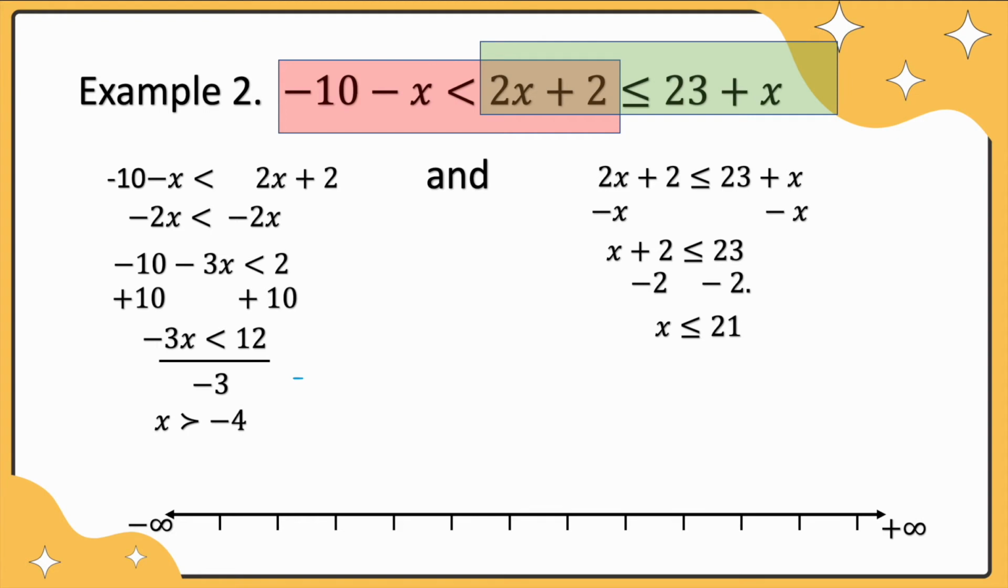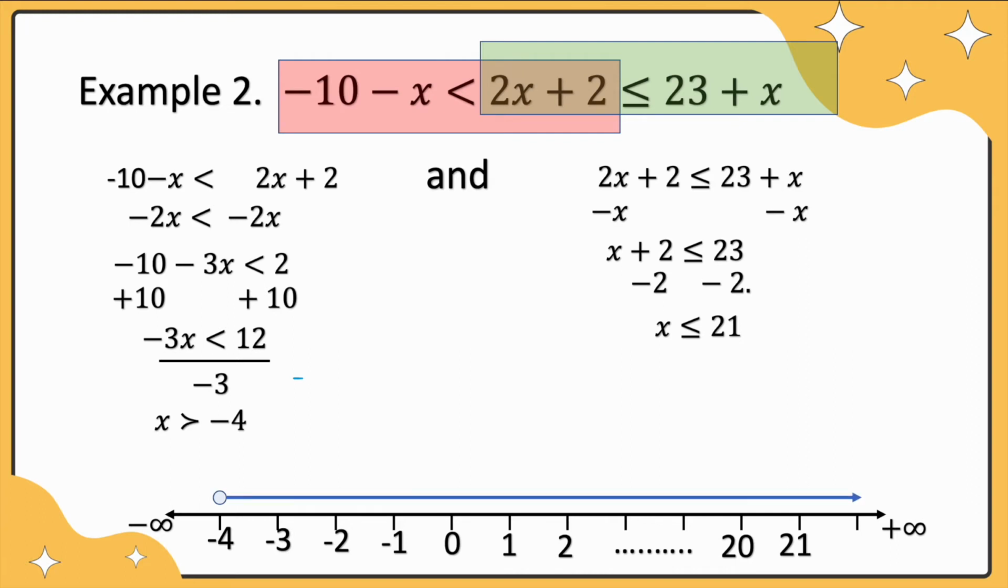So the final solution to this inequality is going to be all the values of x which is greater than negative 4 and less than or equal to 21 simultaneously. Let's graph this on a number line. So first, let's graph x greater than negative 4. Since negative 4 is not included, we use an open circle to mark the point. Then shade all the area which shows greater than negative 4, which is basically all numbers greater than negative 4 till positive infinity.